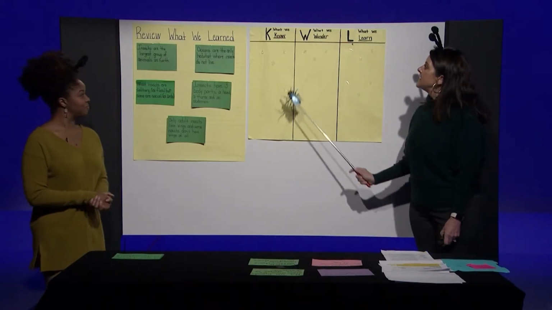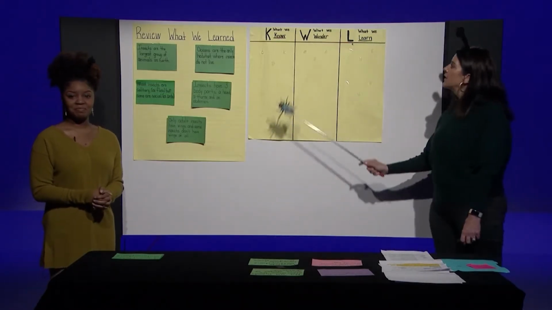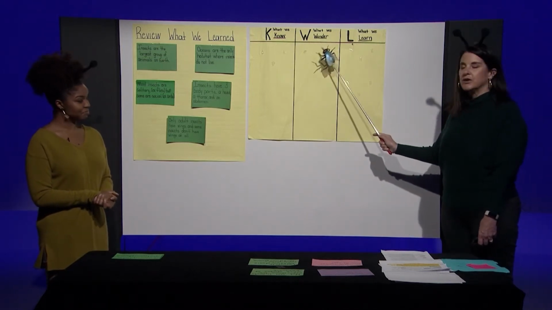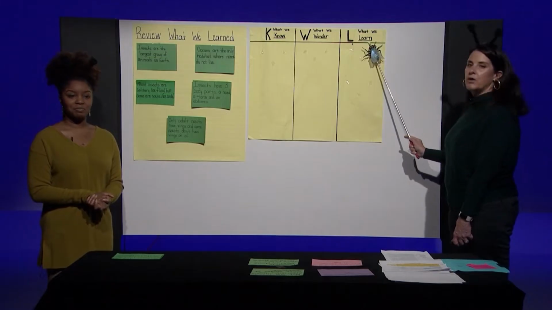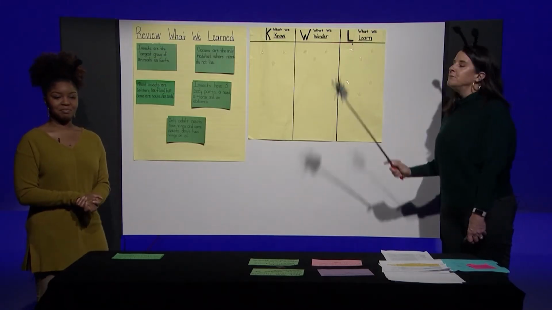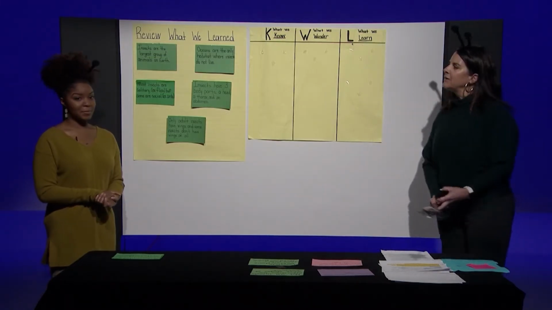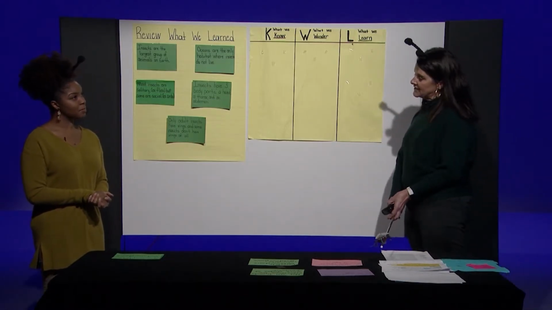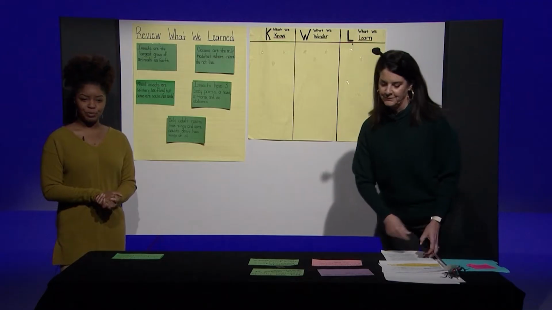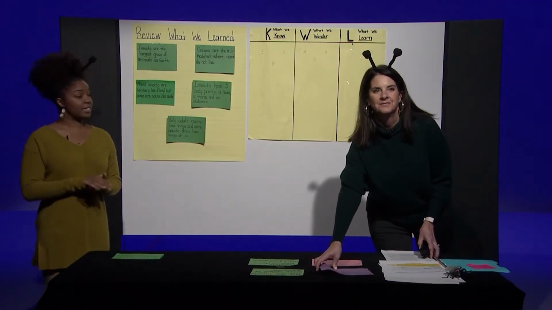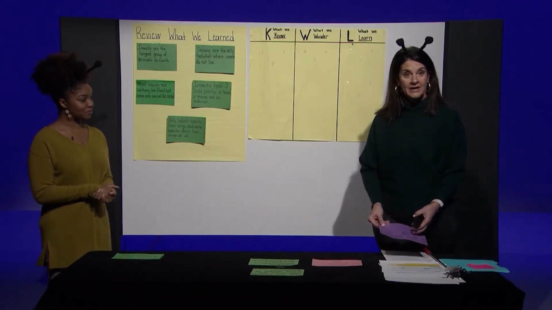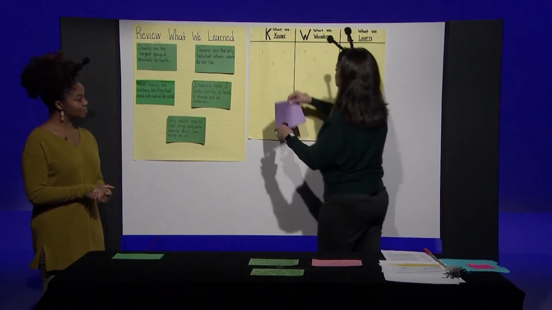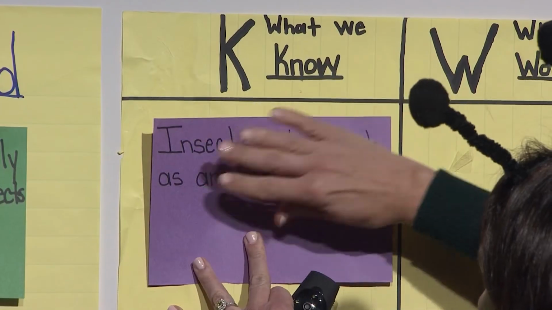Let's look at our KWL chart. Remember, our K is for what we know, our W is for what we wonder, and our L is for what we learn. Miss Latondra, do you know anything about the life cycle of insects? Actually, I do. I know that they start out as an egg. Did you know that? Awesome, they certainly do. Insects start out as an egg.